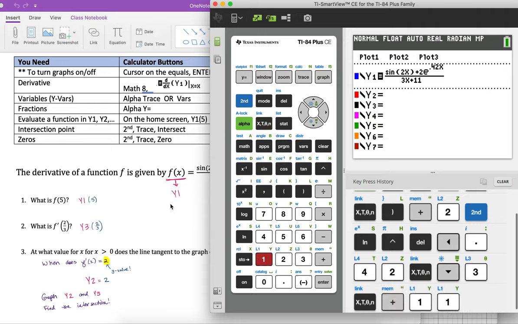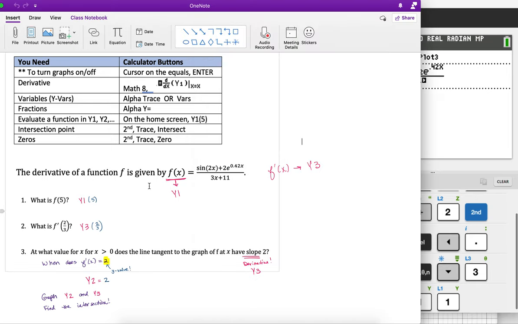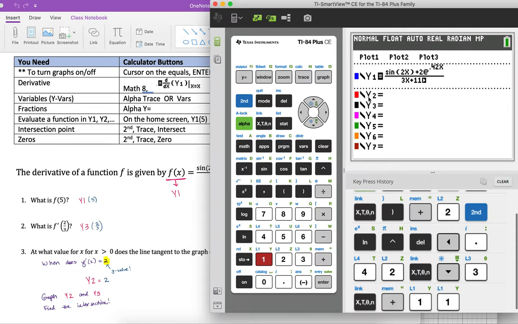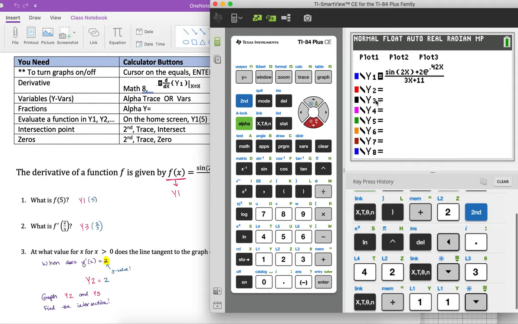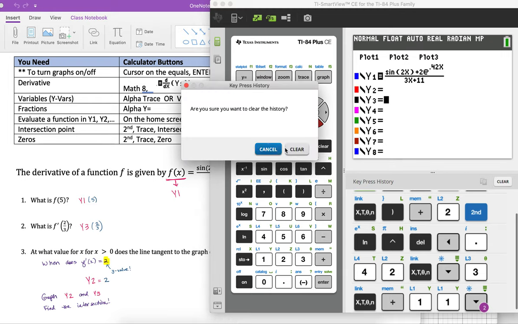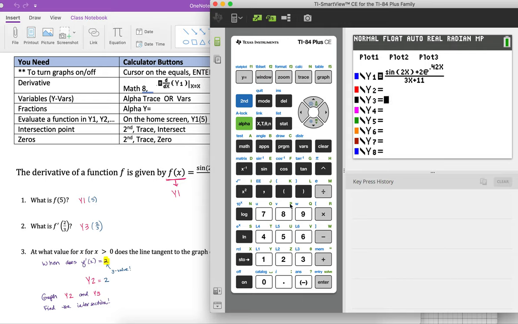So if you've noticed here, I'm going to denote f of x as y1. So f of x is y1, and I want to find some things. Right away, I know I'm going to have to do the derivative. We're in calculus. So if you haven't done this yet, we're going to go ahead and put the derivative in y3. So here's how you do that. The instructions are math, and wait, let me clear this so you can see the screen presses here.